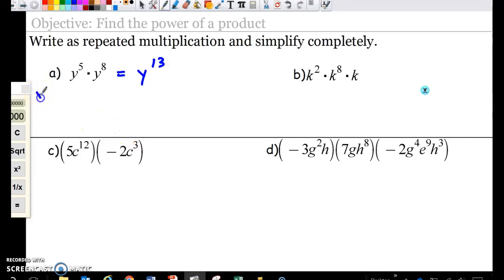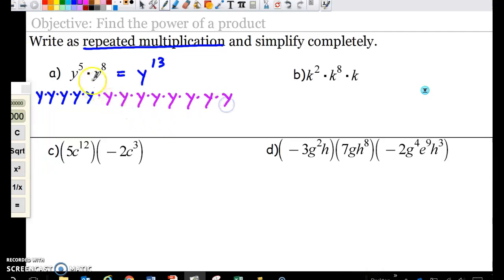If I wrote this up the long way, I'd have 5 y's. So that's repeated multiplication. 5 y's, and then times 8 y's. 1, 2, 3, 4, 5, 6, 7, 8. So that's the purple ones. These are blue ones. I get 13 y's when I'm all said and done.